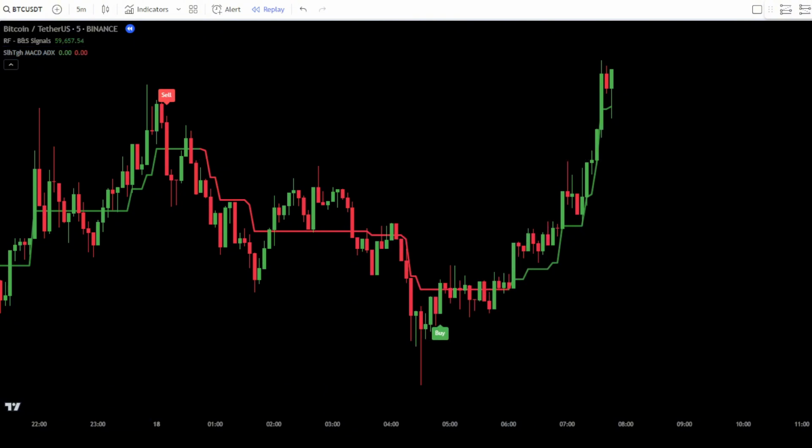This MACD ADX indicator will be used to open entries in the market. As you can see, you only need to look at the signals generated by the indicator to place a buy or sell entry in the market. If a buy signal appears, that is a sign to place a buy entry. If a sell signal appears, that is a sign to place a sell entry. Now, let's discuss how to place buy and sell entries using this reversal trading strategy.